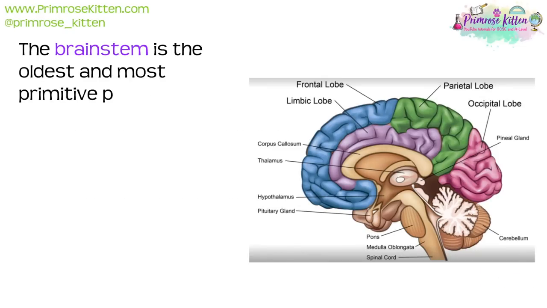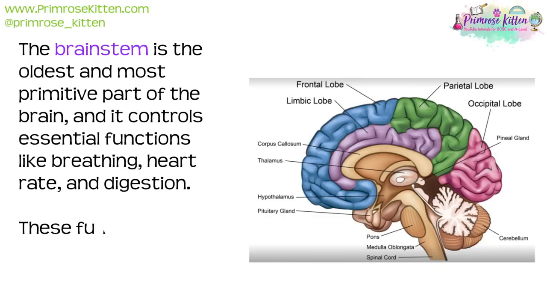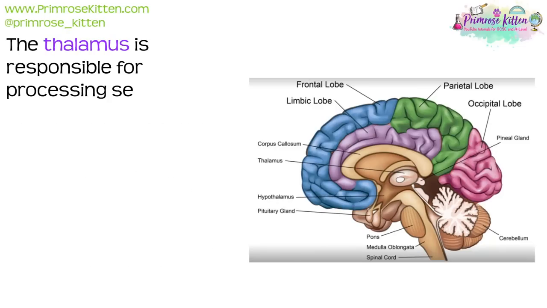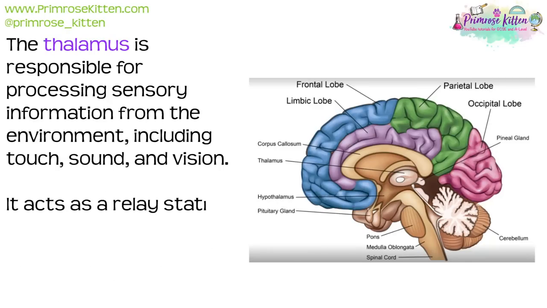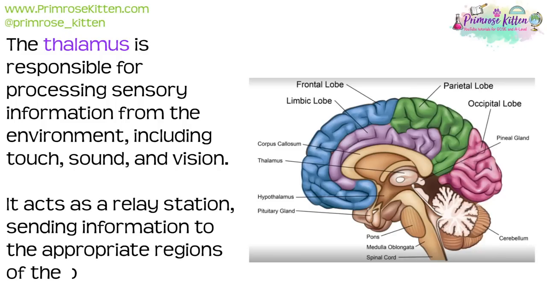The brainstem is the oldest and most primitive part of the brain, and it controls essential functions like breathing, heart rate, and digestion. These functions are automatic and do not require conscious effort. The thalamus is responsible for processing sensory information from the environment, including touch, sound, and vision. It acts as a relay station, sending information to the appropriate regions of the brain for further processing.